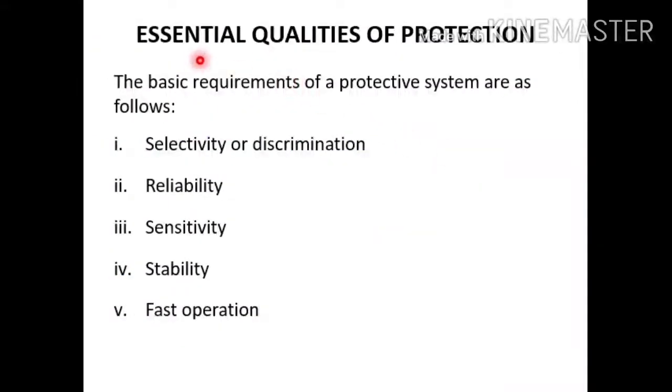Now, the essential qualities of a protection. The basic requirements of a protective system are as follows: selectivity or discrimination, reliability, sensitivity, stability, and fast operation.